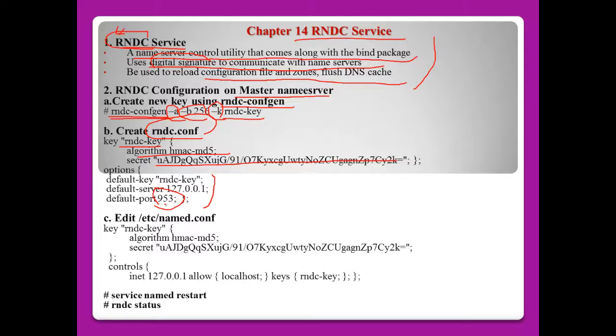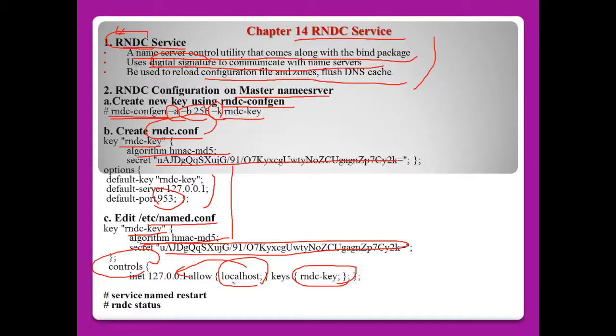Normally RNDC will use port number 953. And of that, it has the key name, algorithm, and the secret, which are the same. And of that, controls, inet 127.0.0.1 allow localhost keys rndc-key. It means localhost can control this IP address with this key. If localhost doesn't have this key, then it is impossible to control this one from the localhost.